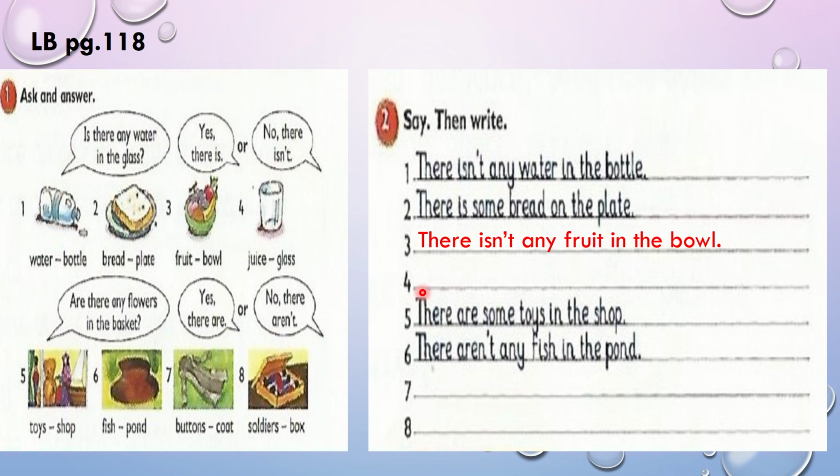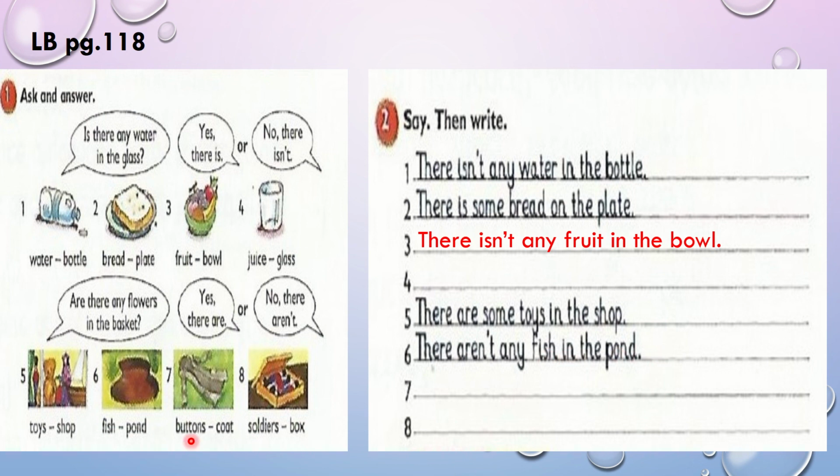Please complete number 4 by yourself. Use juice, glass to help you. Number 5. There are some toys in the shop. Toys and shop. Now let's have a look at fish pond. There aren't any fish in the pond.